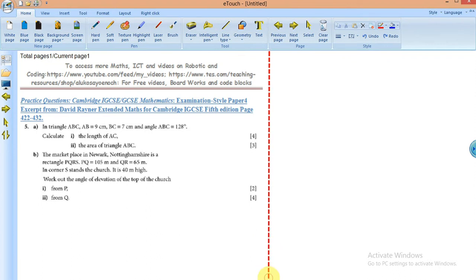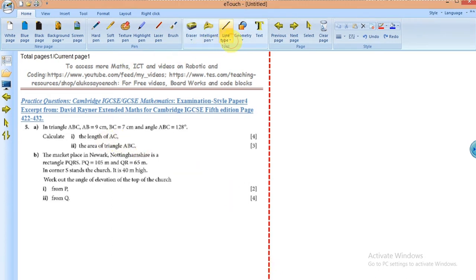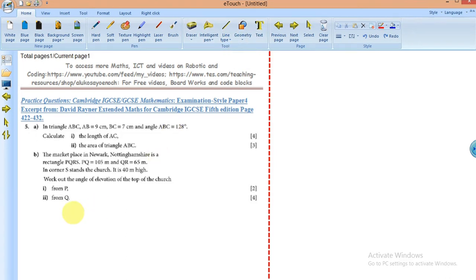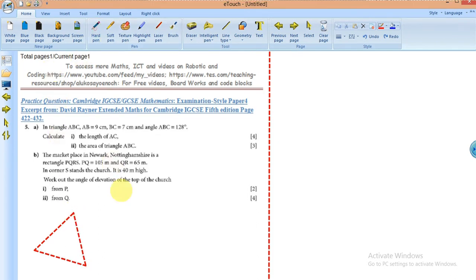In triangle ABC, AB is 9 centimeters, BC is 7 centimeters, and angle ABC is 128 degrees. Calculate the length of AC. The first task is to calculate the length of AC. You can draw the triangle the way you like it. Okay, I think I like it like this. Another thing is that this is not to scale, so I'm going to write NTS, not to scale.